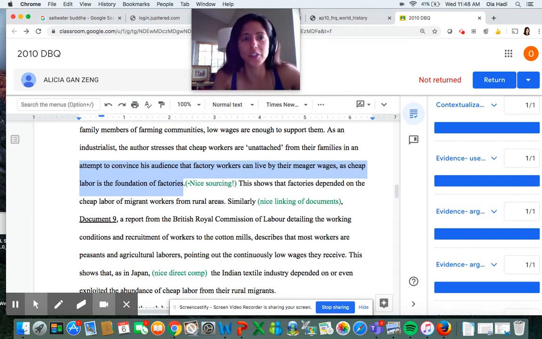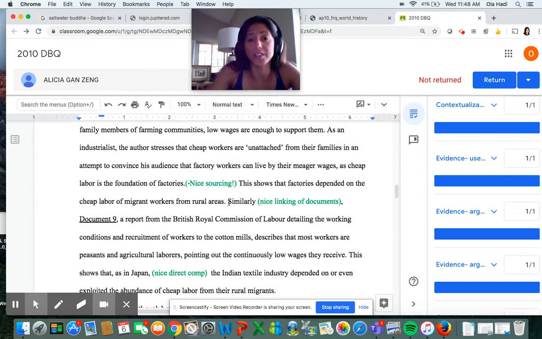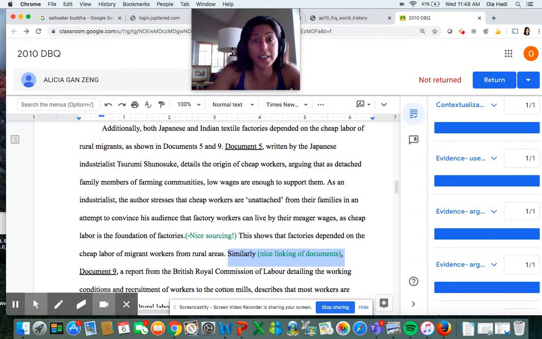And in fact, another document, I think it's the one by the Buddhist priest, says no, the families actually depended on their wages. I believe that's document 4. So that would be another document to bring in right away if you can, but no worries that she didn't. "This shows the factories dependent on the cheap labor of migrant workers from rural areas." Good. Now she's got to link this to what's going on over in India, because remember, it's all about similarities and differences.